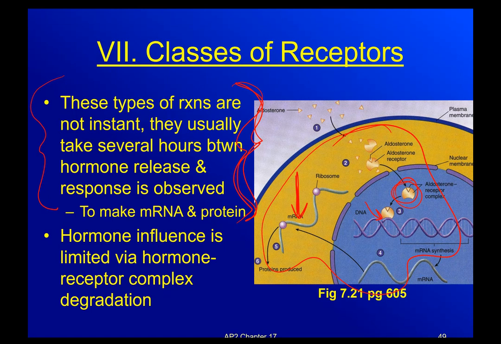So hormone influence is actually limited via the hormone receptor complex degradation. How fast your body breaks these things down determines how much of this you're going to make, because if you're breaking it down lickety split, you're going to make a little bit. If you're breaking it down over the course of several days, then you'll probably have quite a bit of this protein product that you've made because it's stuck around for a longer period of time. Again, that's half-life. If the half-life is really short, you're not going to have much product. If the half-life is really long, you'll have it for quite a long time.